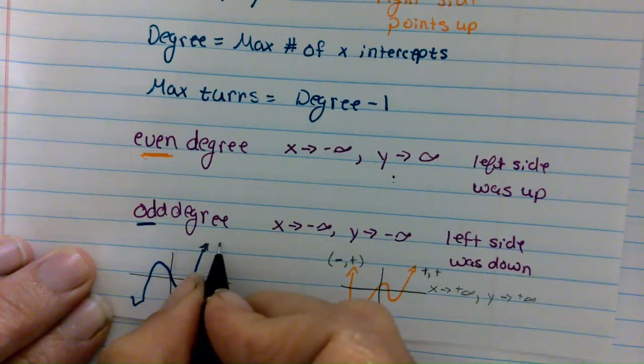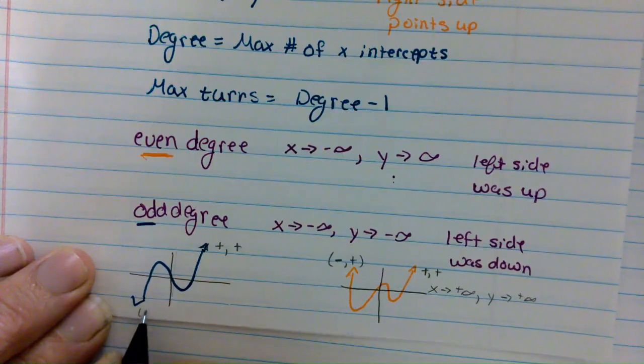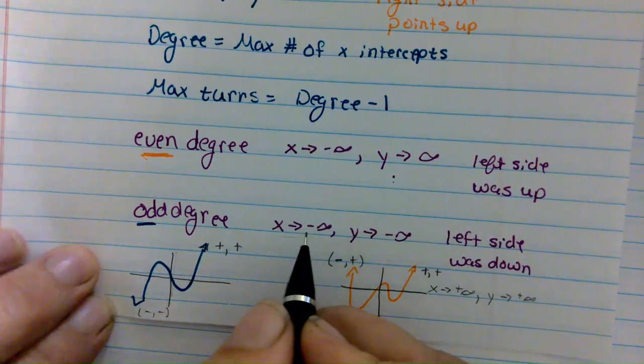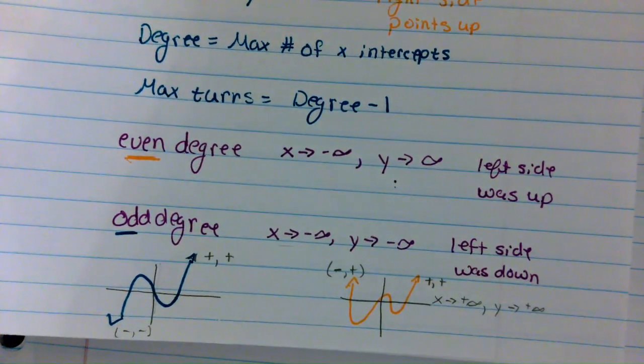This arrow is pointing into the first quadrant, which is positive, positive. This is in the third quadrant, which is negative, negative. Hence why that's what I wrote here. So you can use the signs of the ordered pairs to help you figure out what to write.